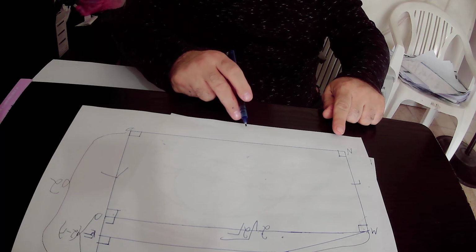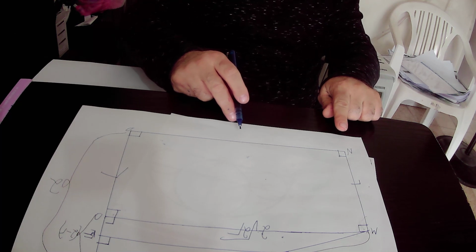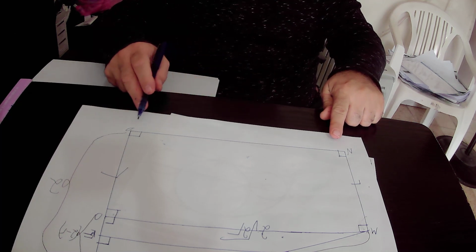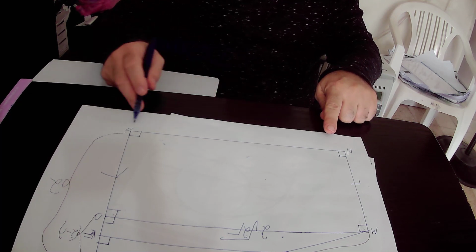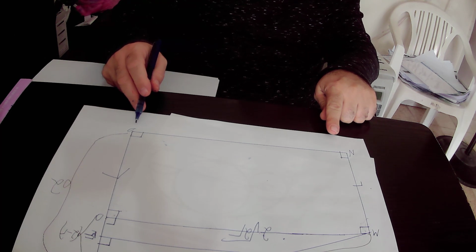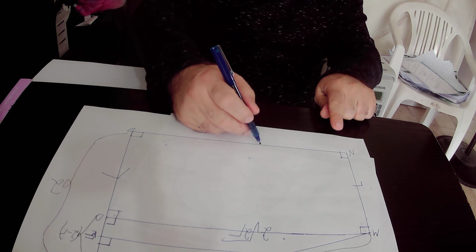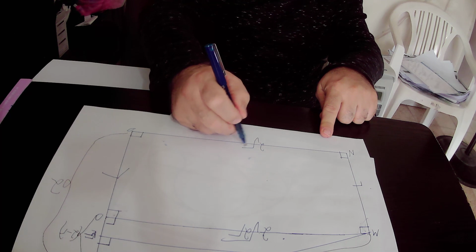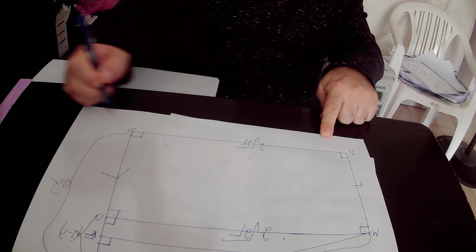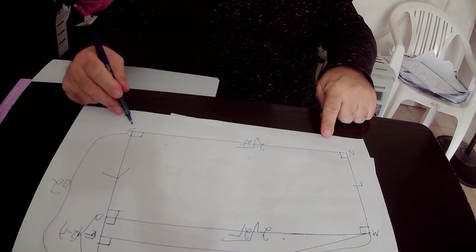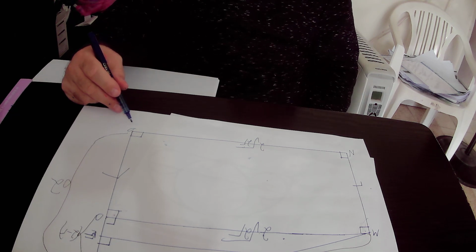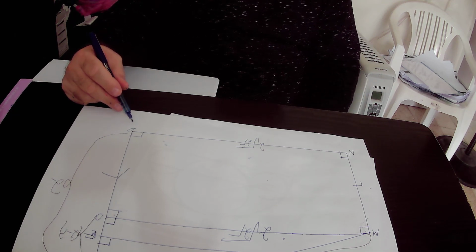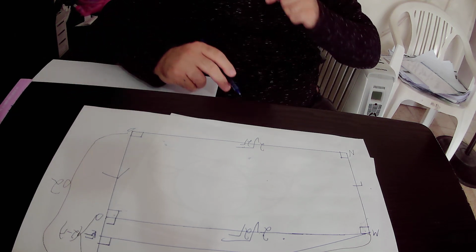So we can write here that it is actually NO, NO actually equals 2 times the square root of 2r. It is not D but O, so NO equals 2 times the square root of 2r.